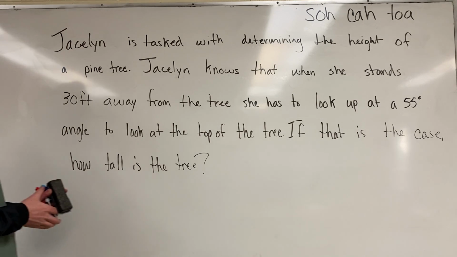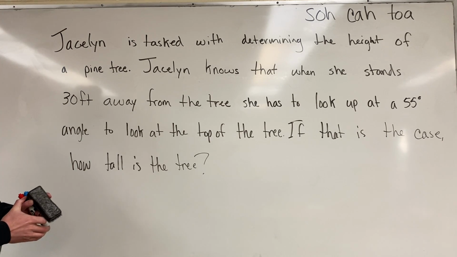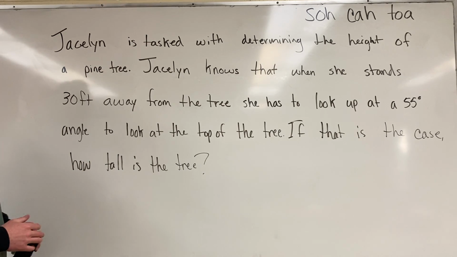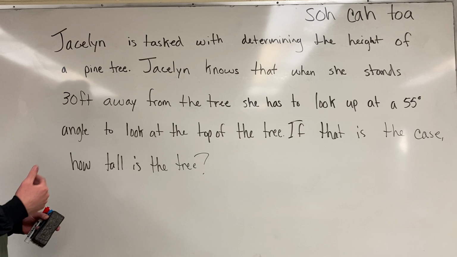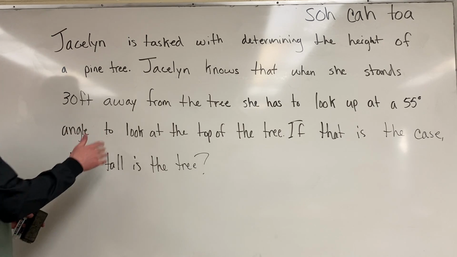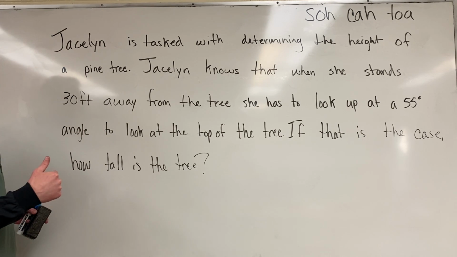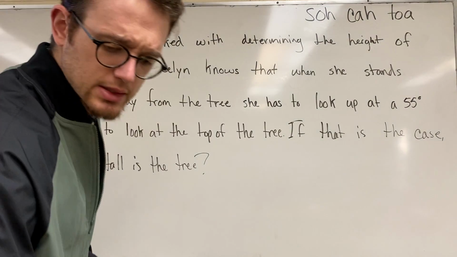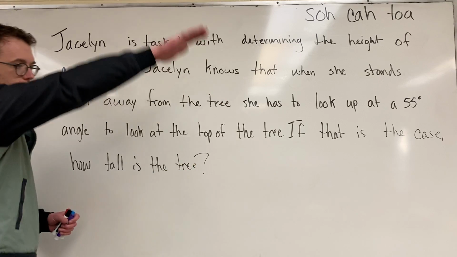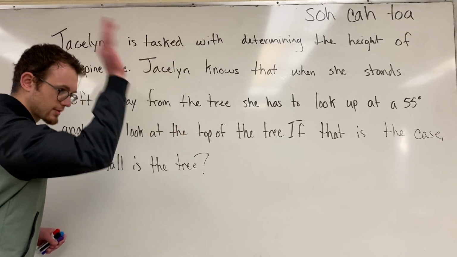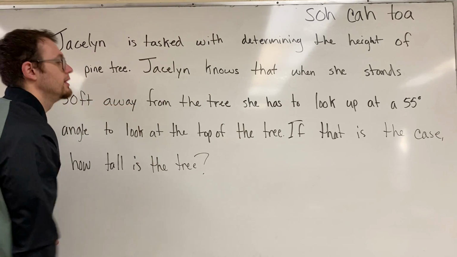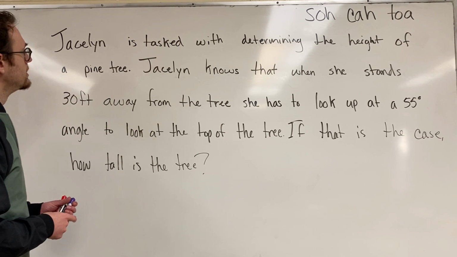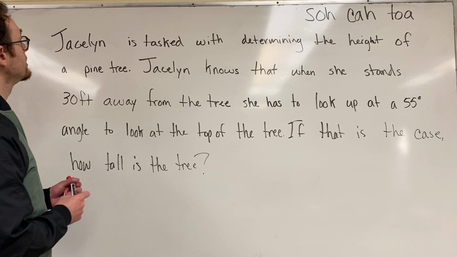Jacelyn is tasked with determining the height of a pine tree. Jacelyn knows that when she stands 30 feet away from the tree, she has to look up at a 55-degree angle to look at the top of the tree. If that is the case, how tall is the tree? So the last one, Tommy was looking down, depression, pointing. Now Jacelyn's looking up. So let's draw this situation.